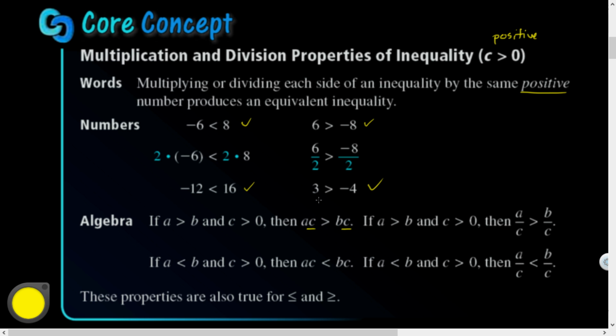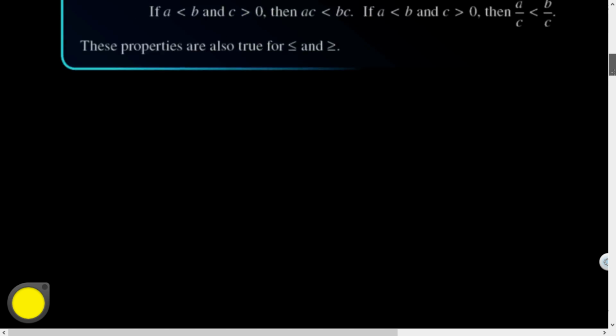As long as C was positive. Notice this was the requirement there, when you're multiplying both sides by a positive number. All right, here we go. I'm bringing an example. This is going to be the best.